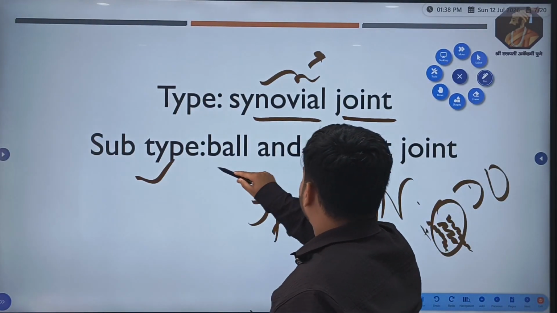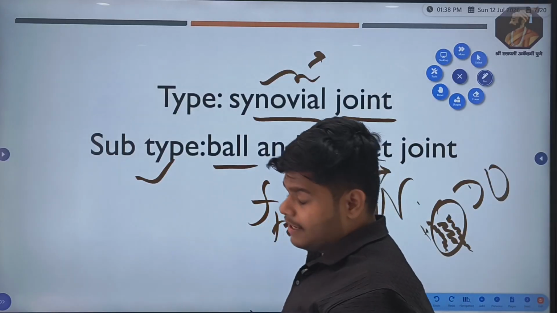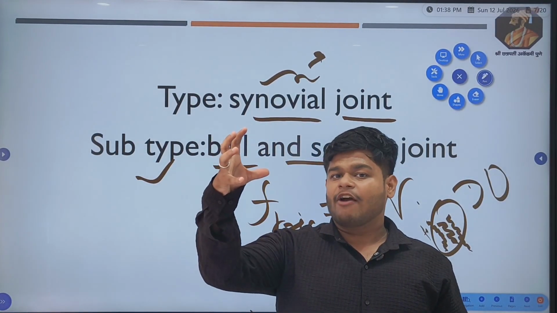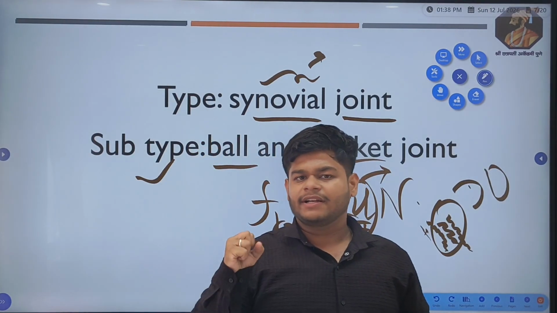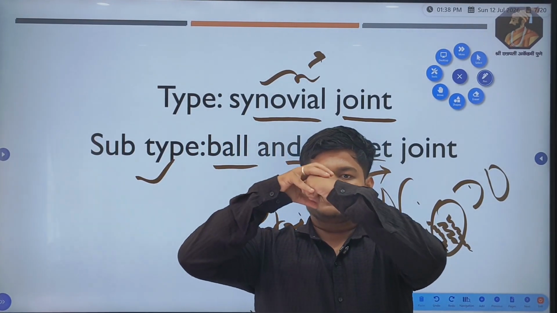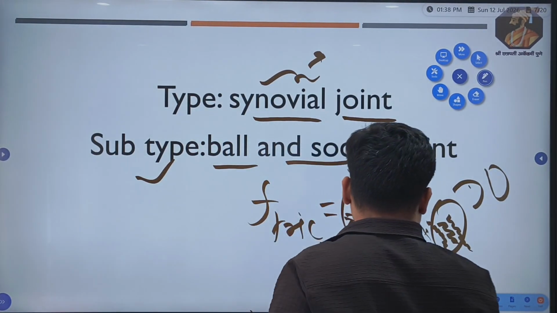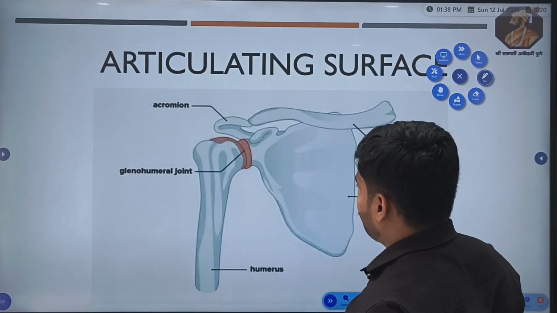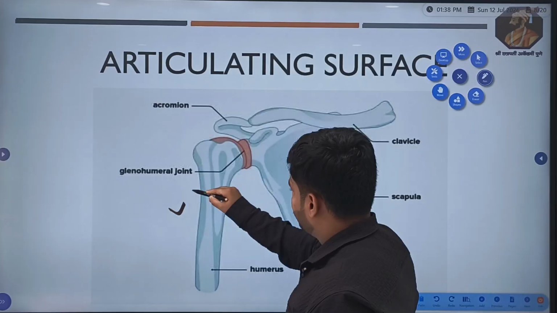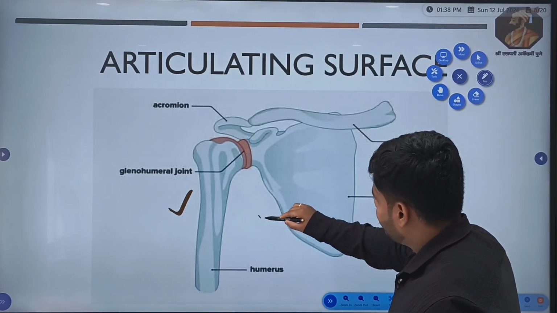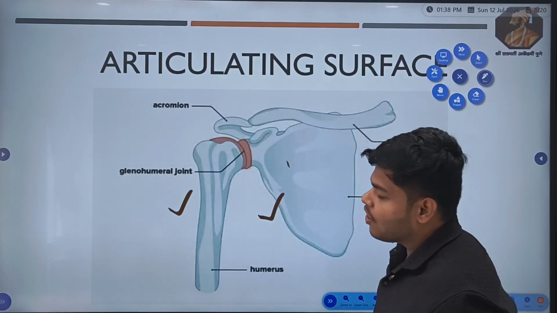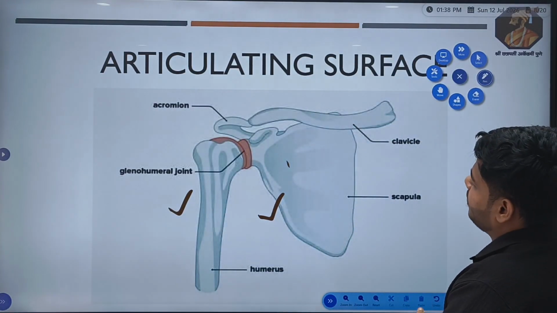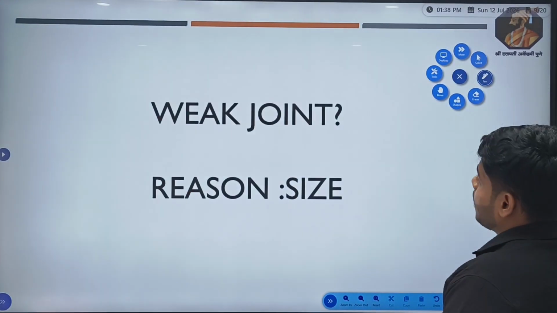The subtype of this joint is the ball and socket joint. In this, the head of the humerus is the ball, and the glenoid cavity with the glenoid labrum is the socket which holds it. It's like this. Okay. Next, the articulating surfaces. The two main articulating surfaces are the head of the humerus and the glenoid cavity of the scapula, right?